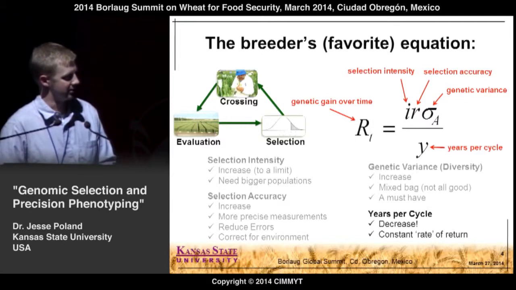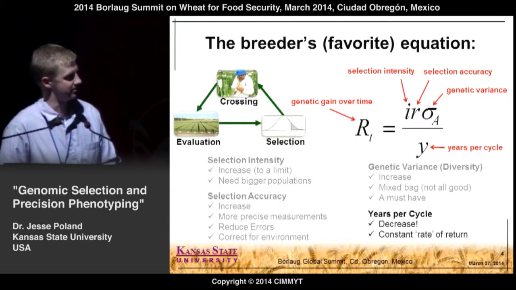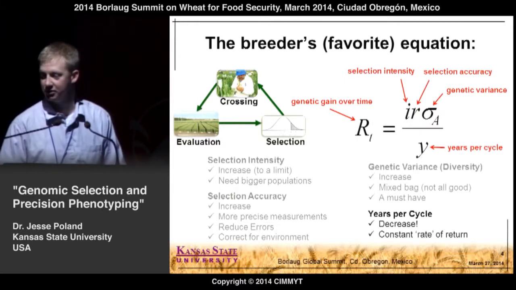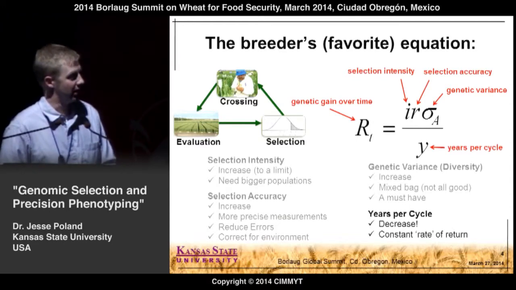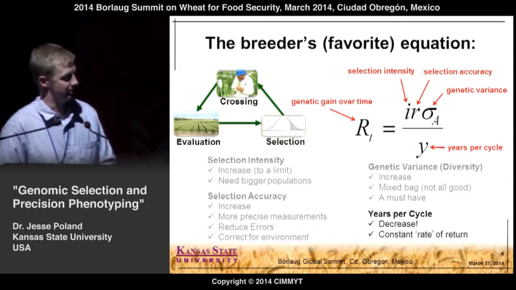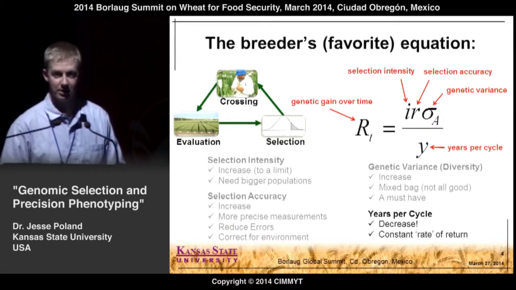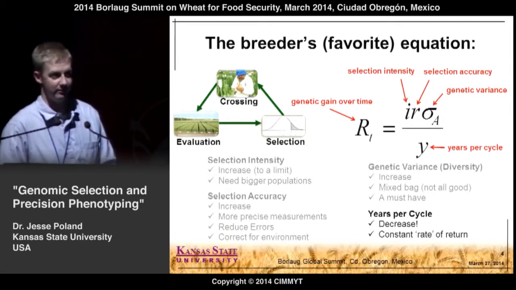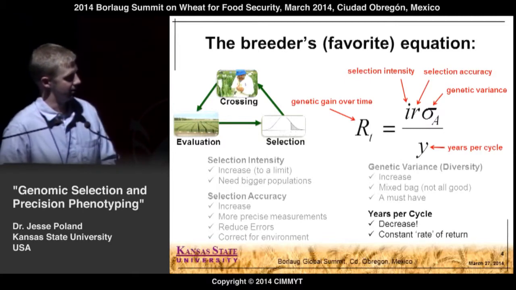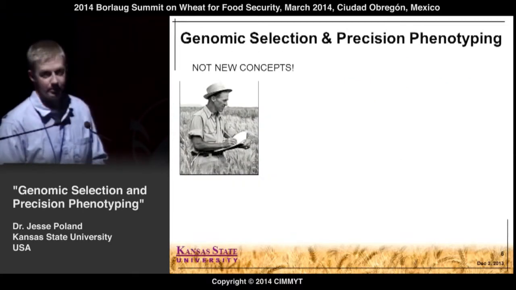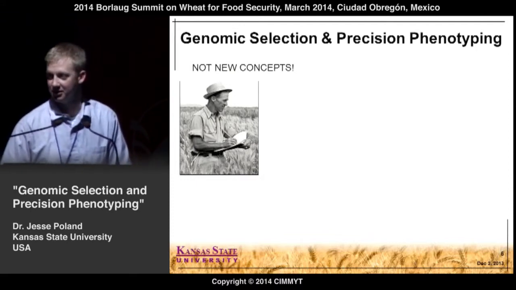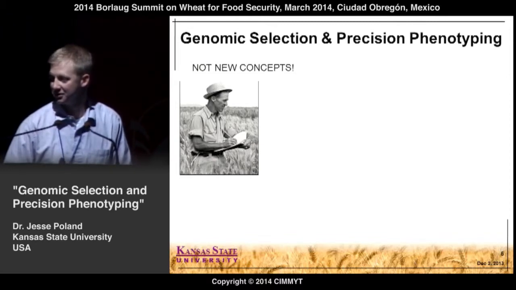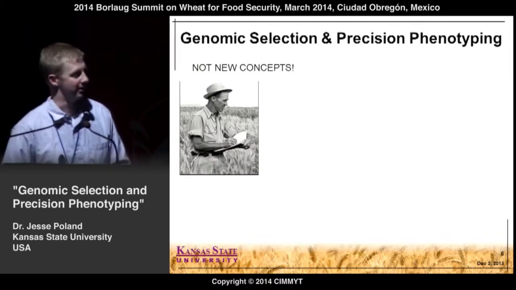And then years per cycle, this is a big one you want to try and decrease, and this is powerful because the other responses are nonlinear, so there's a decreasing rate of return as you continually increase selection intensity or accuracy, but years per cycle is always a linear return. If you halve the number of years, you double the rate of gain, always. So think about genomic selection and precision phenotyping: these are really not new concepts. We just have new tools to go about this business.